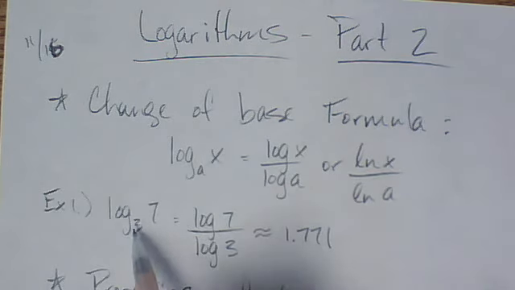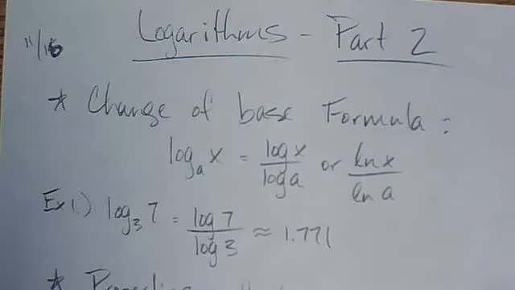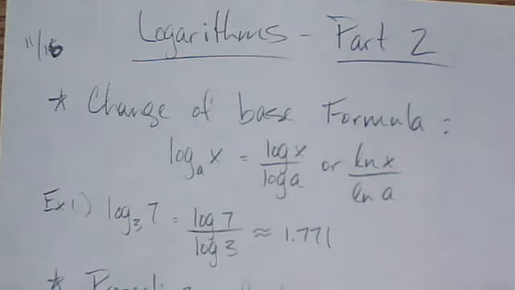So this is used whenever you're given something like this, a base 3 logarithm of 7, and you can't figure it out using the one-to-one property or anything like that, then you can take your calculator and you can take the log of 7 divided by the log of 3 and get your answer there. So it's approximately 1.771. So that's how the change of base formula works.